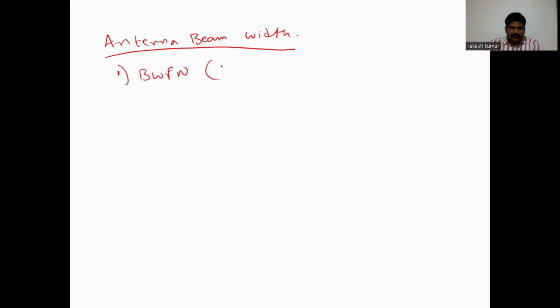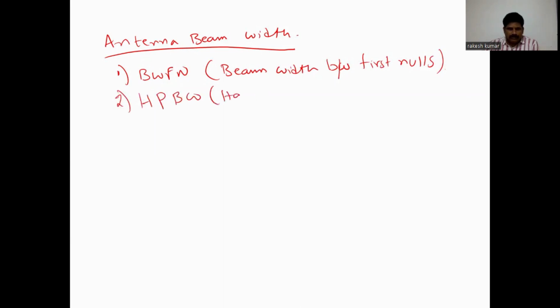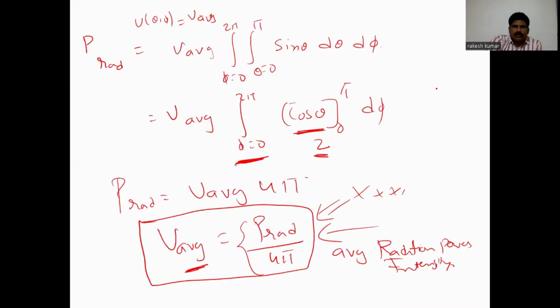Now we'll discuss another parameter called antenna beam width. Antenna beam width can be expressed in two ways. One is BWFN, the beam width between first nulls. The second one is half power beam width. So what is meant by half power beam width and beam width between first nulls?